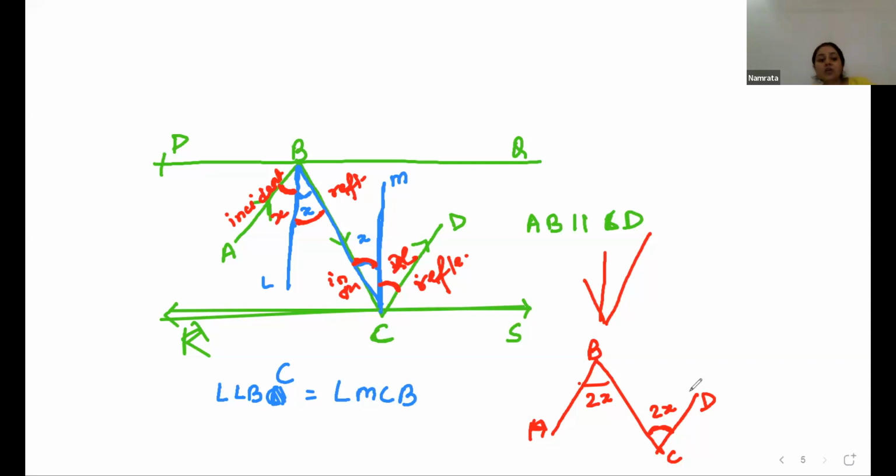Do you have any other doubt? This was the last question from the NCERT which I am having. Do you have any other query from here? No, ma'am. Okay, so it's clear, right?